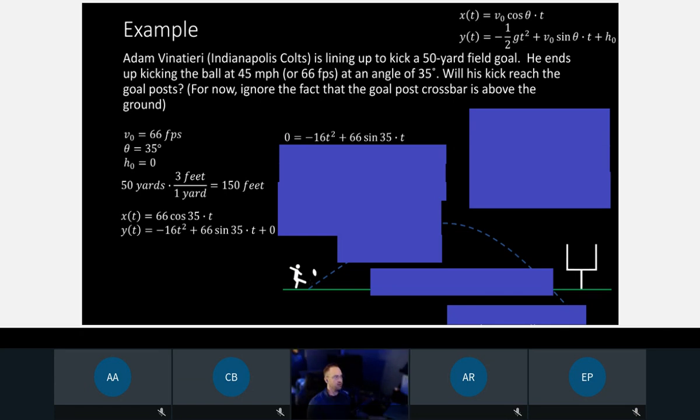All right. Negative 16t squared plus 66 sine 35 times t. How do I, this looks nasty. How do I solve for t?